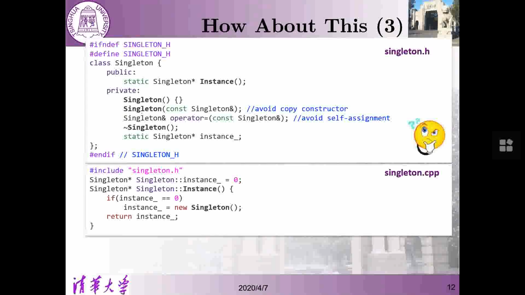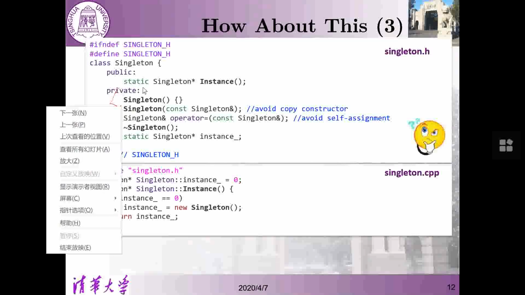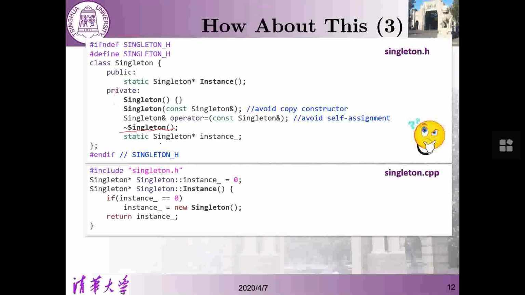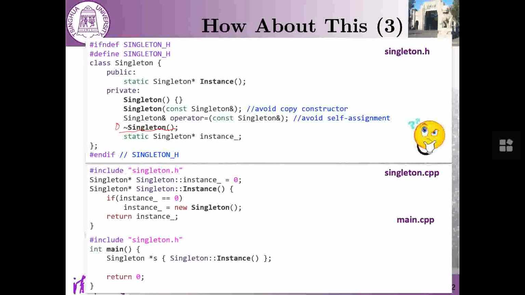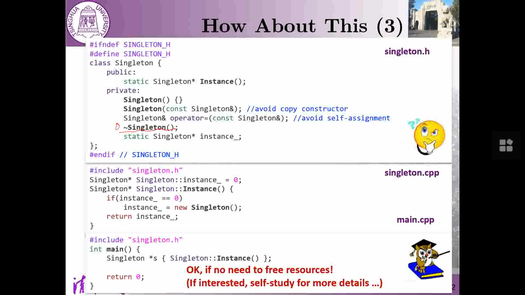So here we can set the destructor as private. In this way, we can prevent the user from deleting the pointer, right? If the user deletes the pointer, then because the destructor is private, a compile error will occur, right? We cannot delete the pointer anymore. So if we do not need to free the resources, then it will work, right?